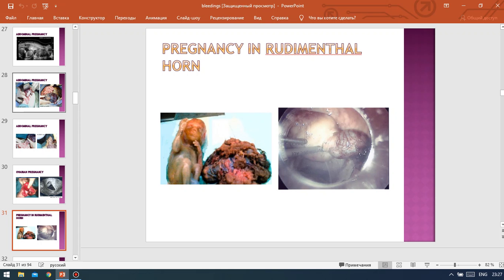Pregnancy in a rudimentary horn is dangerous too, because very often this kind of patient has abnormalities of the fetus, fetal death, growth retardation syndrome, fetoplacental deficiency, abruption of the placenta, and other complications.